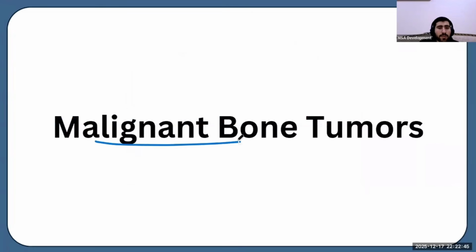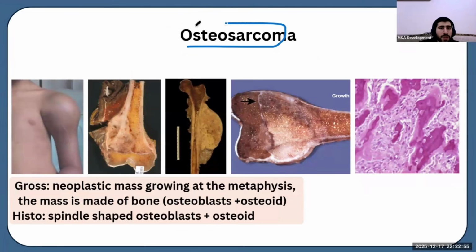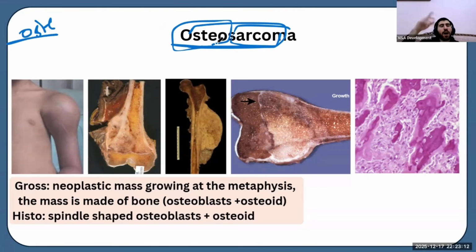Now we'll talk about malignant bone tumors. It's neoplastic proliferation of the bone cells or the chondrocytes, which are the cartilage cells. First, we have osteosarcoma. From the name, sarcoma means malignant. Osteo means it's from the bone itself. If you remember, osteoma was from bone formation, bone forming cells, which are osteoblasts. So osteosarcoma will be malignant proliferation of bone forming cells, which are osteoblasts.